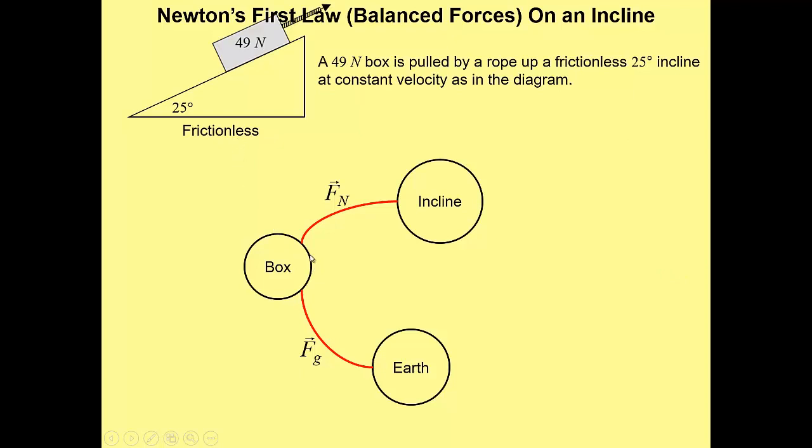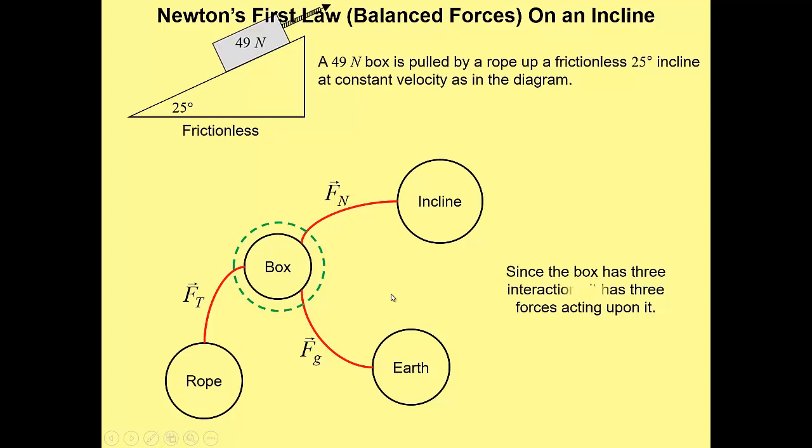If there was friction, it would be another interaction between the box and the incline. Anything else? Well, yeah, the rope in this case, right? Unlike the last one where it was just kind of let go. In this case, it's being pulled up the incline by the rope, and that would, of course, be a force of tension. And that's it. So in this case, there are 3 interactions with the box, and therefore, there are 3 forces acting upon the box. A little more complex than our last example.